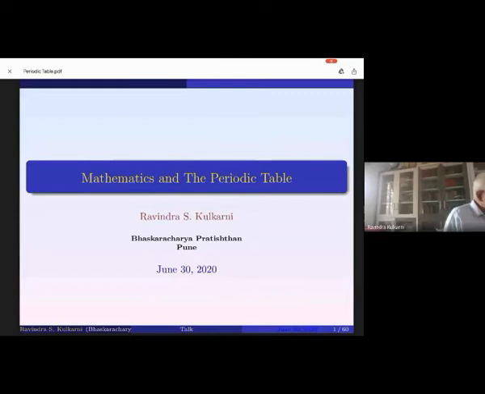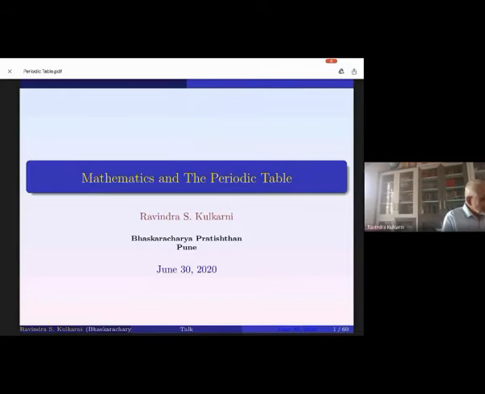In many mathematical workshops that we conducted previously, we used to have some lectures on unity of mathematics, by which it was meant that two or three different branches of mathematics were brought together. This is a similar type of lecture. Here, I'm trying to bring together mathematics and chemistry.